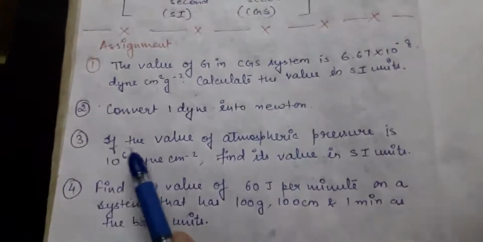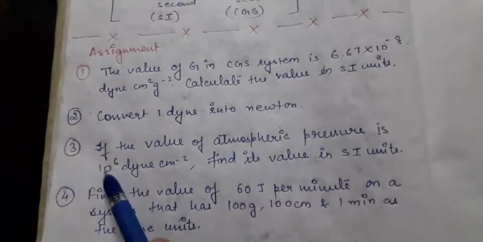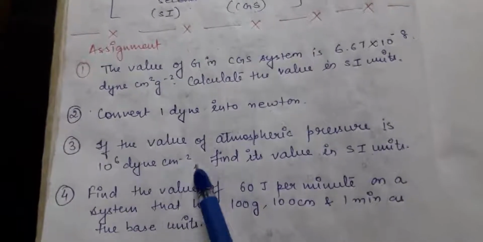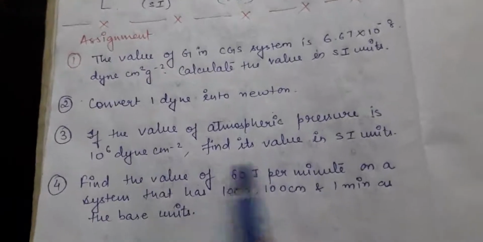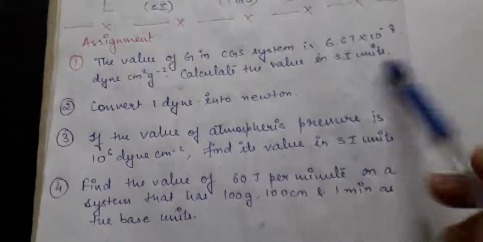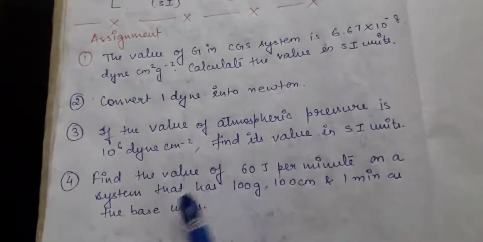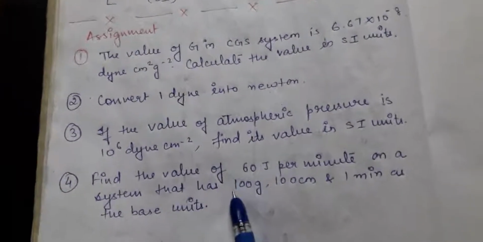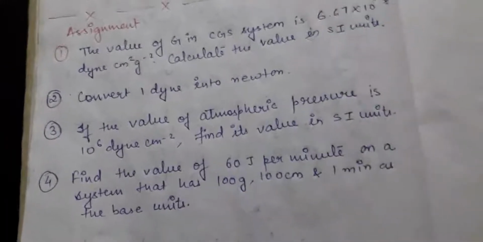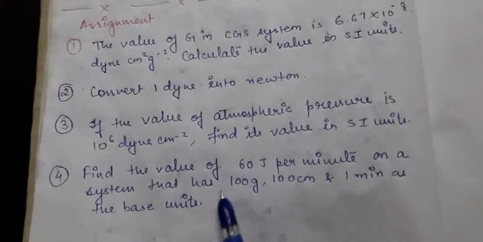SI. If the value of atmospheric pressure is 10 to the power 6 dyne per centimeter square, find its value in SI. Simple question. These are the questions which have been given to you. This is somewhat an average question I have given, but I would like you to solve this question first, and then if you are not getting this question, then I will solve this question for you in the next video.